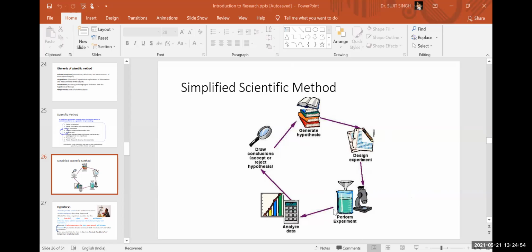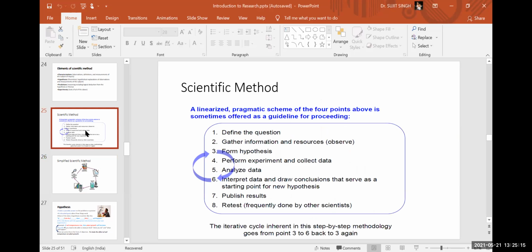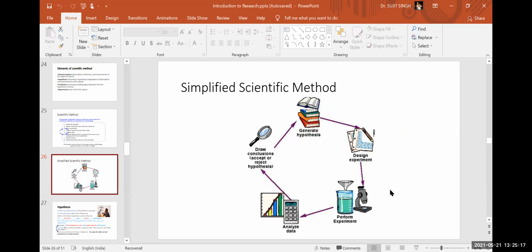Here, we design the experiment, then perform it as per that design. From that we collect the data. We analyze the data and accept or reject the hypothesis. What hypothesis have we made here? Some relationship we assumed. Whether that is true or not, if not, we change the hypothesis again. Whatever we have discussed is represented in graphical form here.